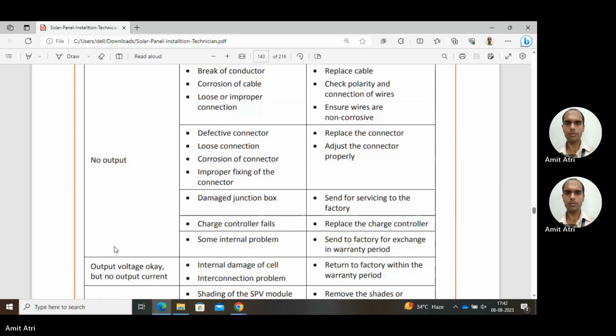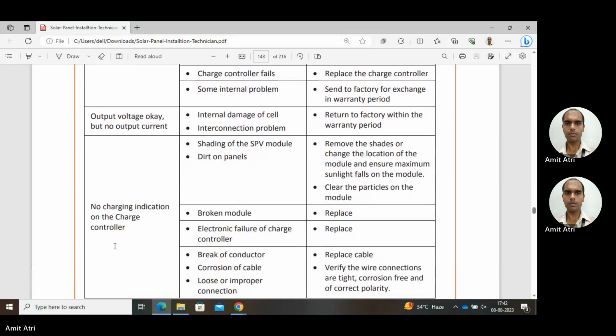Okay, now the next fault could be like the output voltage is okay. Means the specified voltage we are getting, but we are not getting output current. So the reason could be damage of a cell or interconnection problem. That also needs to be corrected by the factory, the manufacturer.